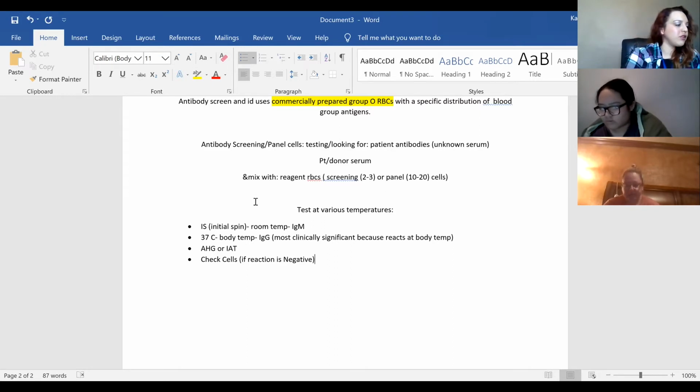Good. So we're going to test it at various temperatures. And then you need an auto control. Now, don't get your auto control confused with your check cells, which is usually recorded as CC. So let me put CC first, so it looks the way the other ones will too.